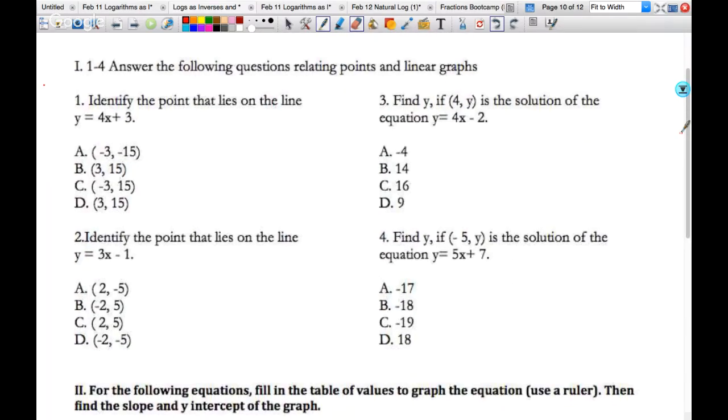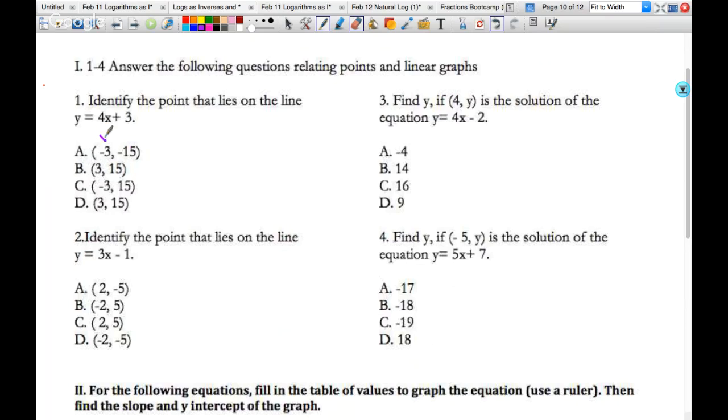Answer the following questions related to points and linear graphs. Identify the point that lies on the line y equals 4x plus 3. So this is where we're trying to verify which of these, and we know only one of these can be. So we'll just start going through them. Once we find the one that works, we'll move on.